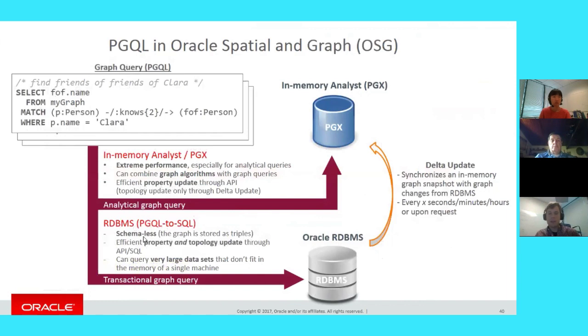Another benefit of the RDBMS is that it stores the graph as a set of triples, so it's completely schema-less. You don't have to care about schema. And it can also query large data that doesn't fit into the memory of a single machine.